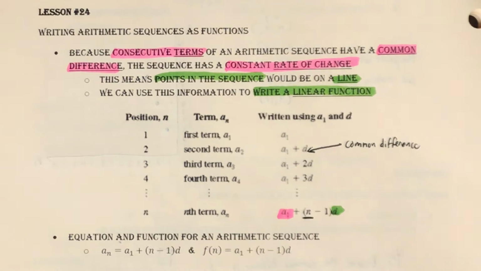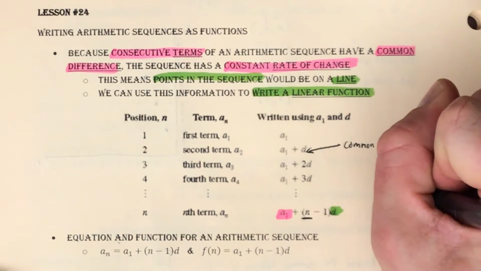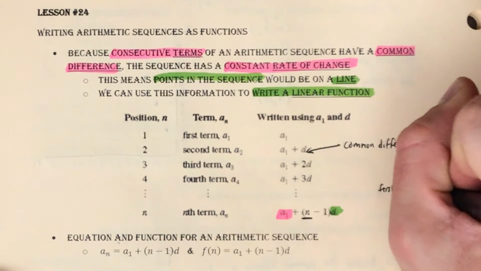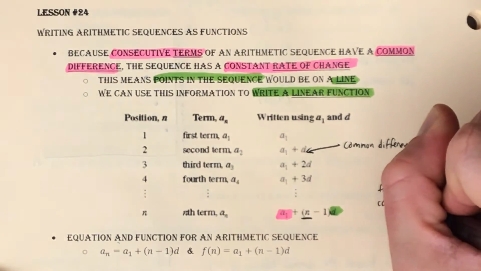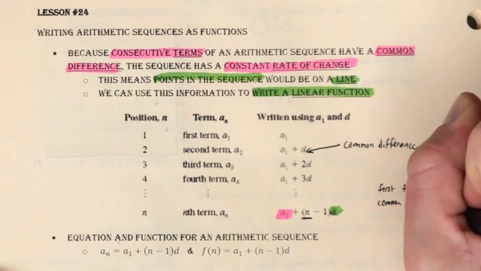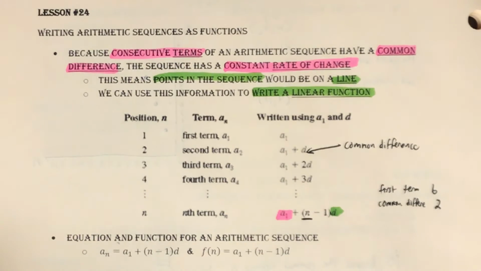Just to give you a quick example, if they said your first term in an arithmetic sequence is 6, so first term is 6, and the common difference is 2, so it's a positive 2, tell me the 110th term.